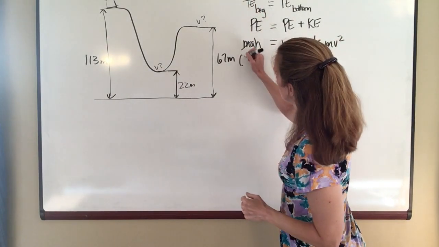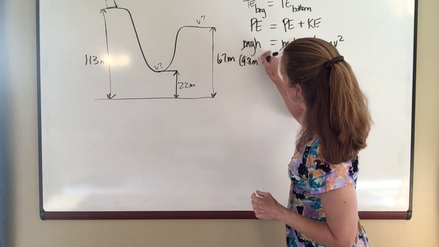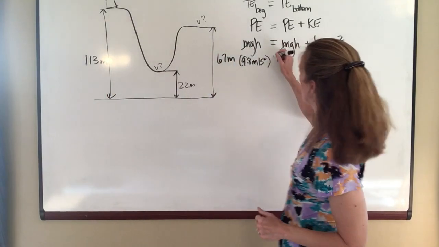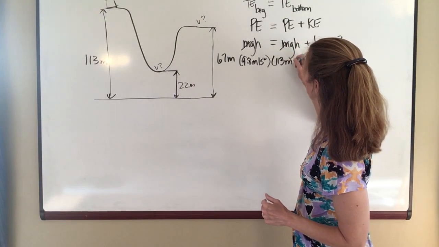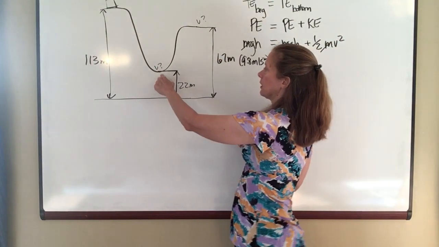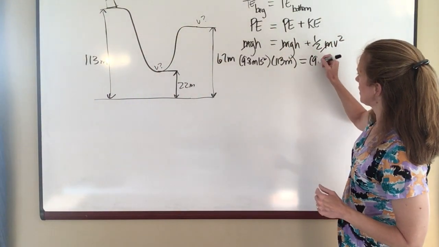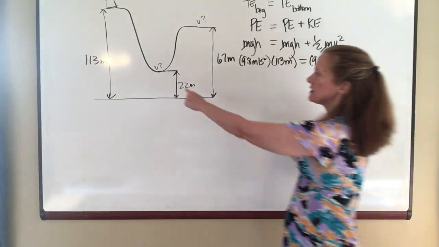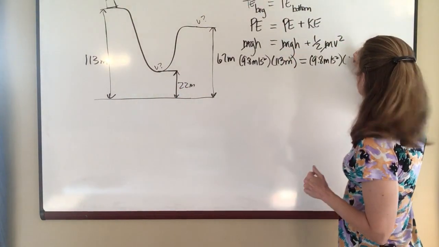So at the beginning, gravity, 9.8 meters per second squared. And at the beginning, it is at a height of 113 meters. Okay? Now, at the bottom of the hill, gravity hasn't changed, still 9.8 meters per second squared, but now it is at a height of only 22 meters.